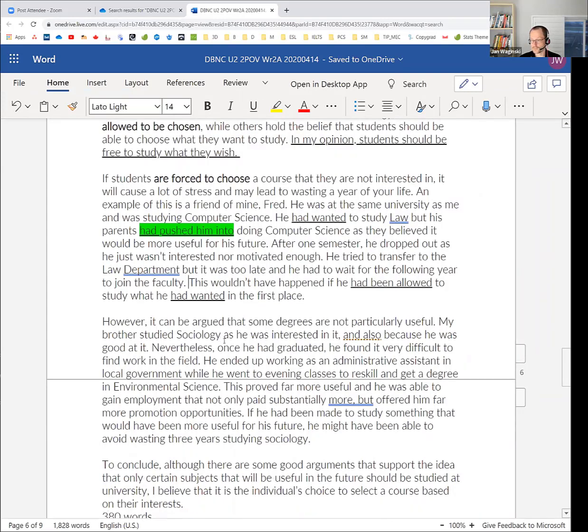Let's go with Safa. Or Safa, you've already read, right? Who hasn't read yet? Sylvia?